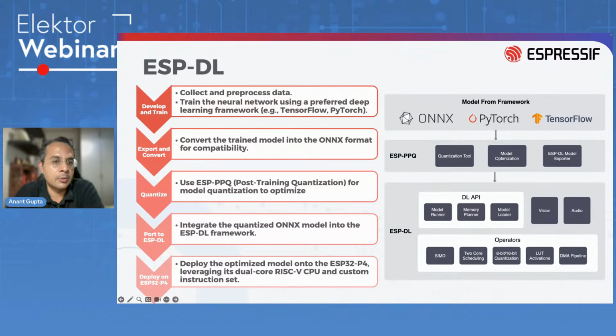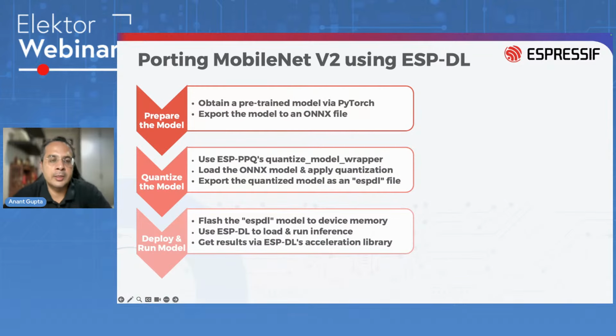So once we integrate those quantized ONNX models onto the ESP-DL framework, you can deploy them and run them on the P4 to have your inferences on the edge. Just as an example, to showcase, we have done this with other models as well. We tried porting MobileNet V2 on the ESP32-P4 using ESP-DL. Of course, we obtain a pre-trained model, which is MobileNet.